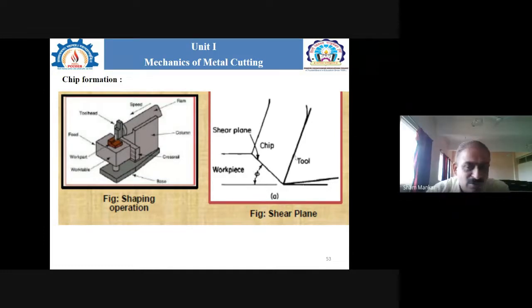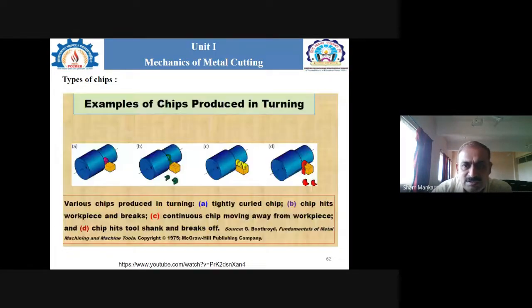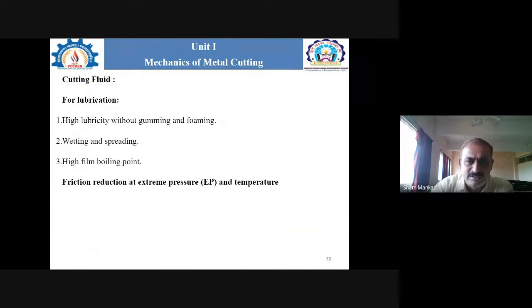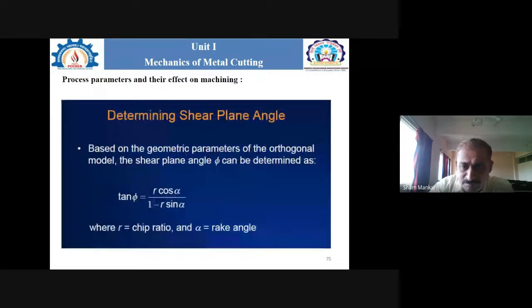So on the right hand side, this is the tool and the cutting edge, and this is the chip which is flowing along the face of the tool. Okay, and this is the workpiece material. This plane is the shear plane, and this angle is known as the shear plane angle. That is what we just discussed, the formula to calculate the shear plane angle: tan phi is equal to r cos alpha divided by 1 minus r sine alpha.